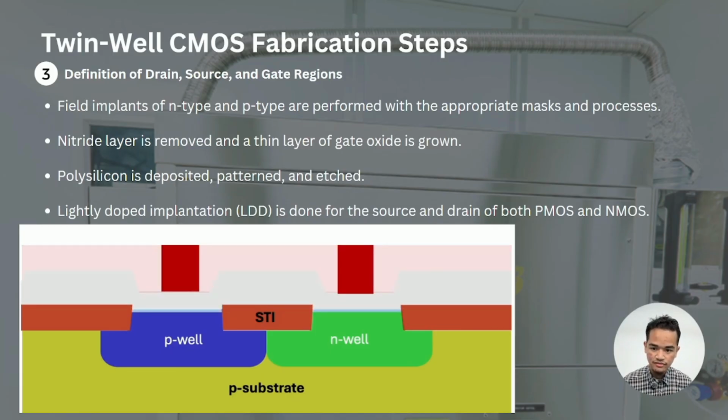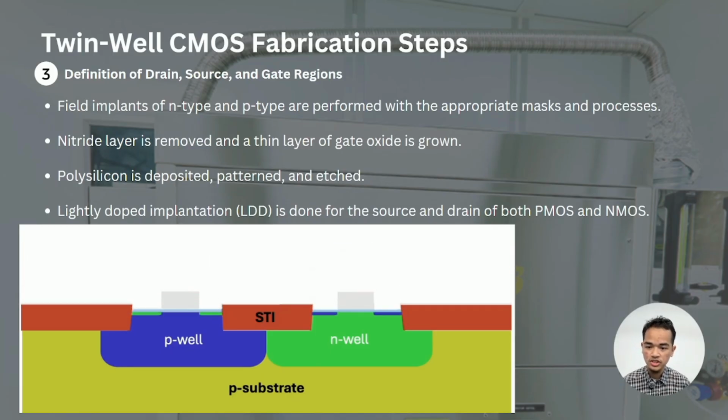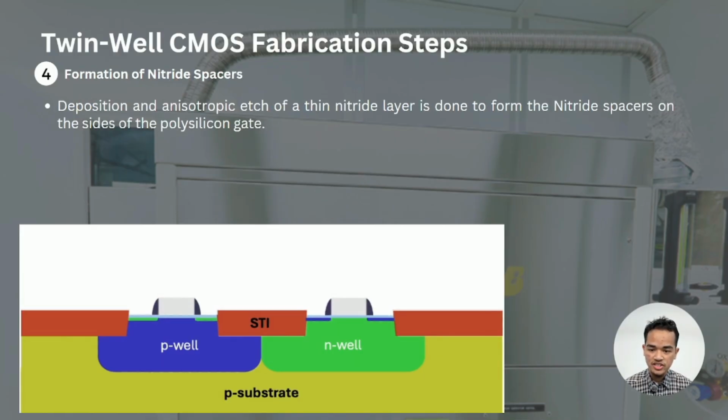With the transistor sites defined, the next step in fabricating a twin-well CMOS is the definition of the drain, source and gate regions. Field implants of N-type and P-type are first done. Then the nitride layer is removed and replaced with a thin layer of gate oxide. Polysilicon, which will be the material for the gates of the transistors, is deposited, patterned and etched accordingly. The source and drain of both PMOS and NMOS undergo lightly doped implantation, which later minimizes the impact of ionization. After the gates of the transistors are defined, nitride spacers are formed on the sides through the deposition and anisotropic etch of a thin nitride layer.